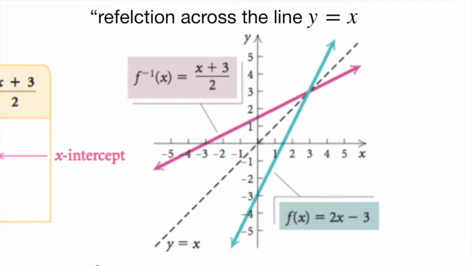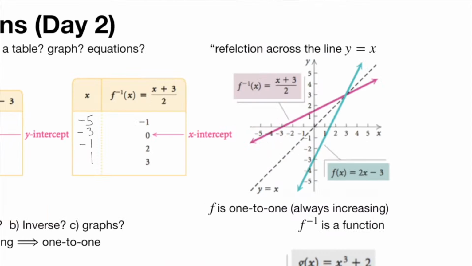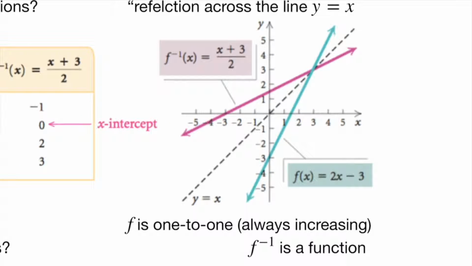And, of course, when you graph these at the same time on the same graph, they are reflections of each other over the line y equals x. Notice that the function f is 1 to 1. It's always increasing. So therefore, you can say that the inverse is also a function. That's one of the things we talked about yesterday: if a function is 1 to 1, then its inverse is a function.